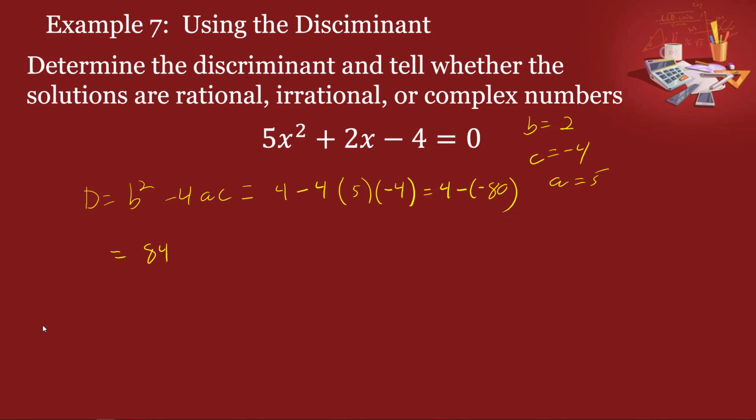That is our discriminant. Notice it is a positive number. However, this is not a perfect square. As a consequence, we will have two solutions. Both will be real valued, and both will be irrational.